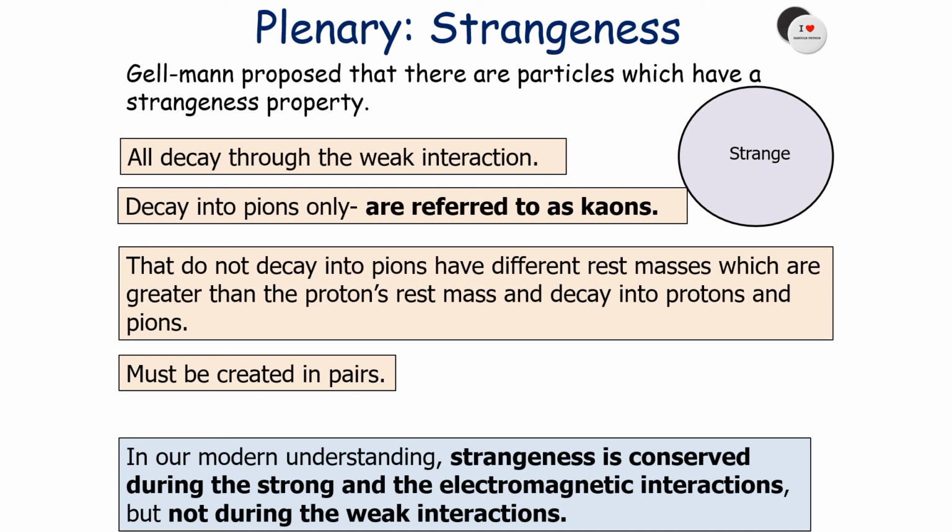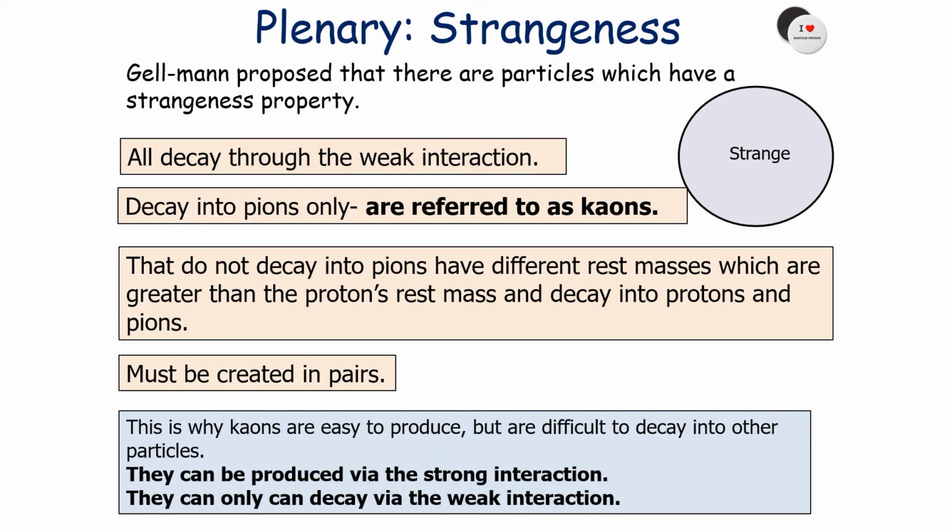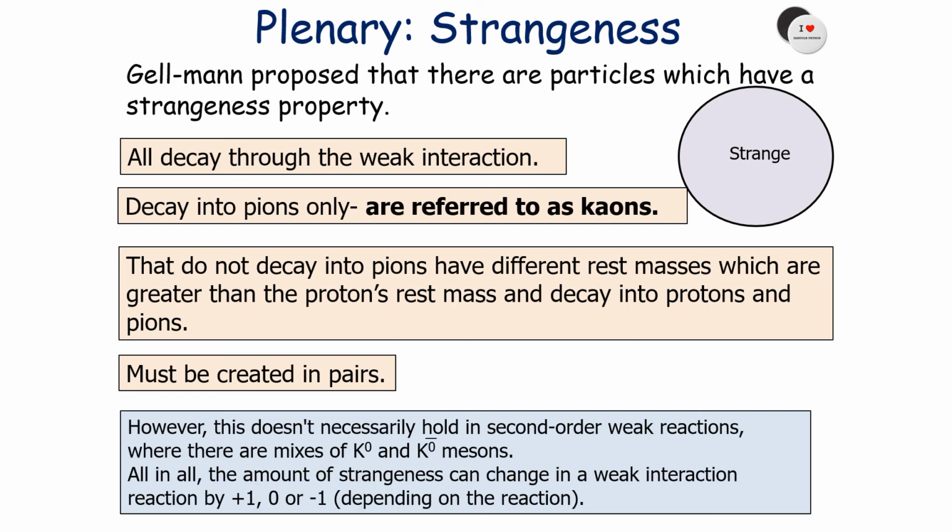Now in our modern understanding, strangeness is conserved during the strong and the electromagnetic interactions, but not during the weak interaction. This means that the lightest strange particles, kaons, can't decay by the strong interaction and must decay instead by the much slower weak interaction. In most cases these decays change the value of strangeness by 1. So this is why kaons are easy to produce but difficult to decay into other particles. They can be produced via the strong interaction but only decay via the weak.